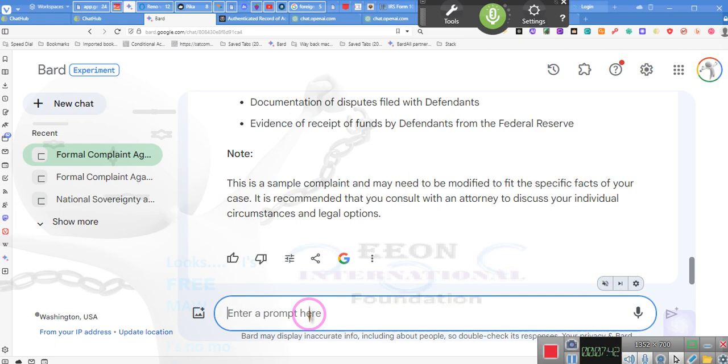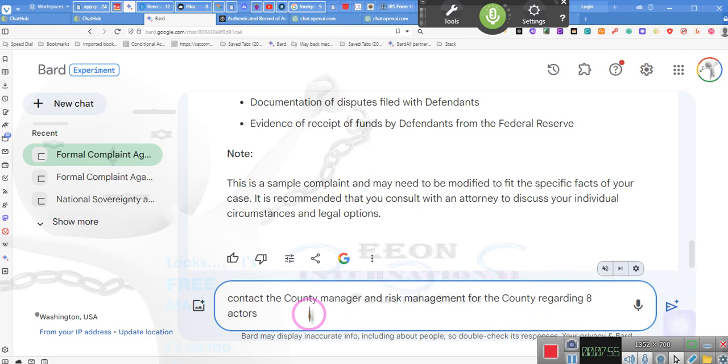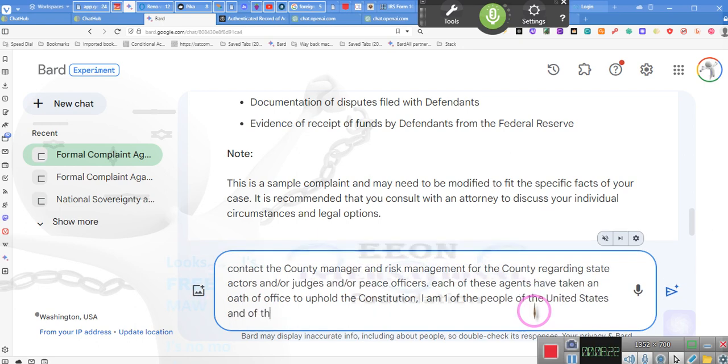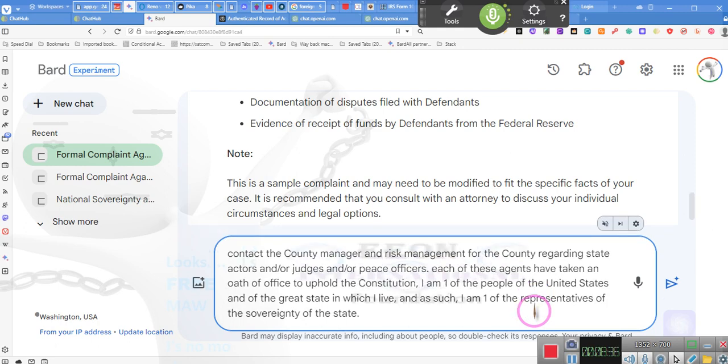I need to contact the county manager and risk management for the county regarding state actors and or judges and or peace officers. Each of these agents have taken an oath of office to uphold the Constitution, comma, I am one of the people of the United States and of the great state in which I live, comma, and as such, comma, I am one of the representatives of the sovereignty of the state, period. Open quote, sovereignty resides in the people, close quote. This is because it is the people who elect officials to carry out their mandate.